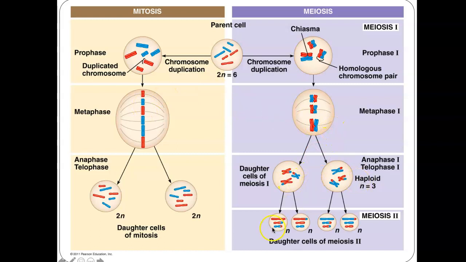have 2 divisions, and each of the 4 daughter cells look different and unique. They're not clones. All right, so those are the differences. And then the other main difference is in mitosis, the resulting daughter cells have 46 chromosomes. In meiosis, the resulting daughter cells each have 23.